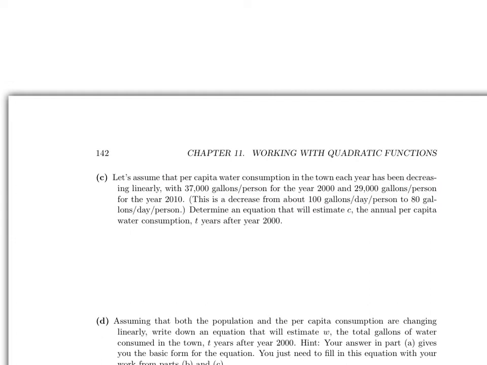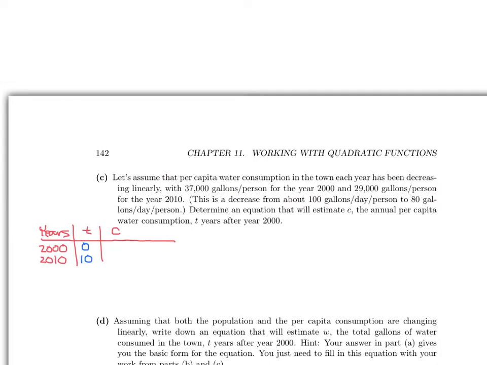We're given a fair amount of numerical information. Let's first of all organize it on a table. So we're given information in certain years. In particular, we're given information in the year 2000 and information in the year 2010. We're being asked to write down an equation that relates two variables, T and C. And just like in part B, the variable T represents the number of years after the year 2000. So in the year 2000, T has the value 0, and in the year 2010, T has the value 10.